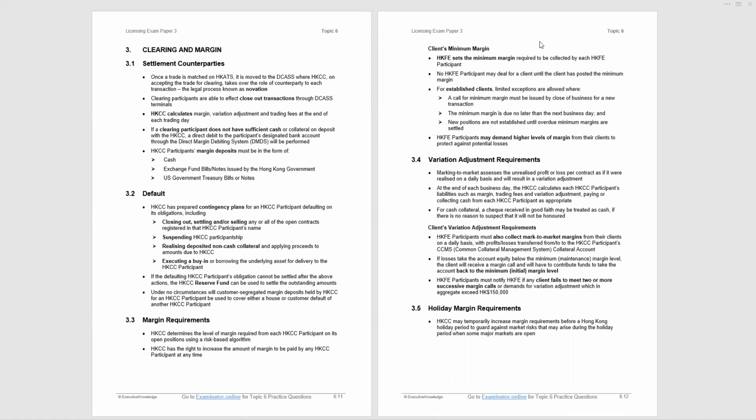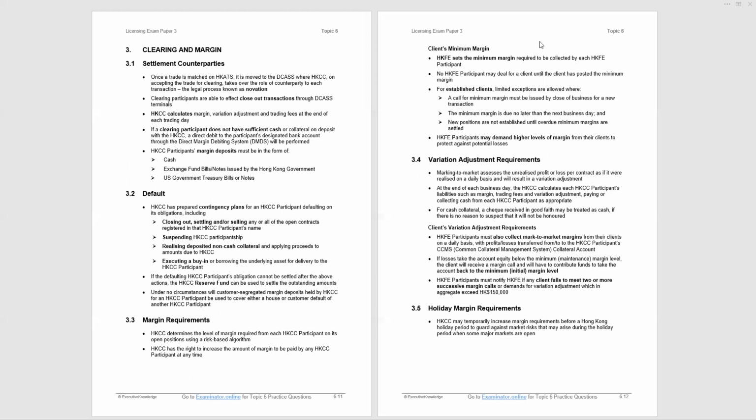For established clients, there's a little bit of leeway. There are exceptions where a call for minimum margin must be issued by close of business for a new transaction, and then minimum margin is due no later than the next business day. This is for established clients. New positions are not established until overdue minimum margins are settled. You can't let the outstanding margin just not be collected. And the futures exchange participants may demand higher levels of margin from the clients to protect against potential losses. And that's what I was alluding to earlier with the idea of clients that may be deemed higher risk.